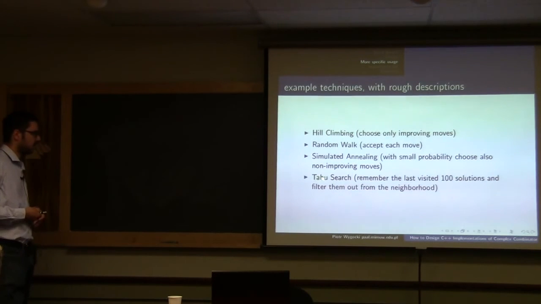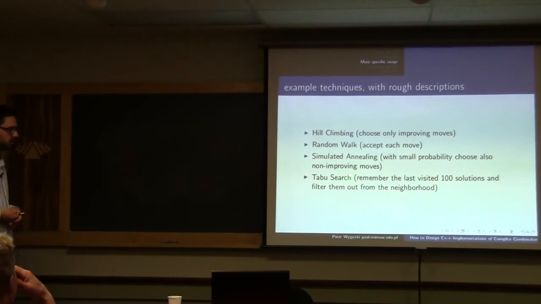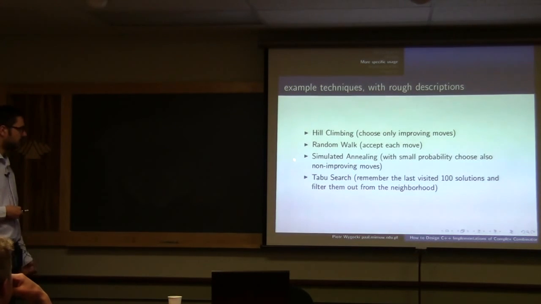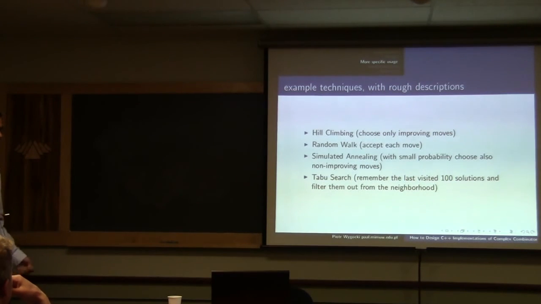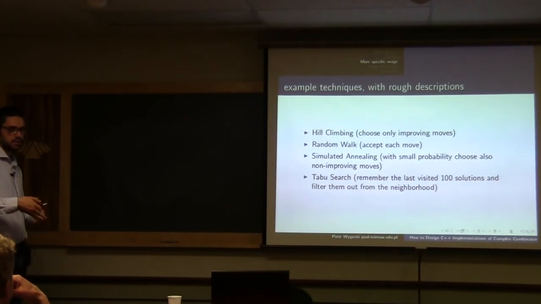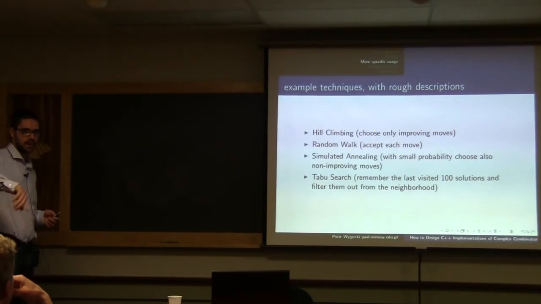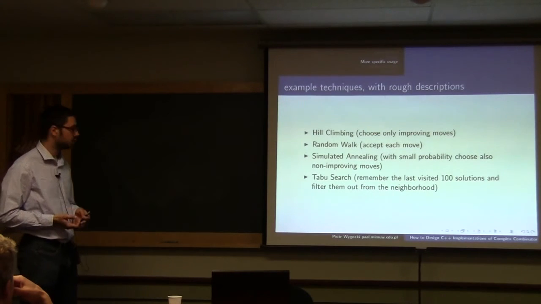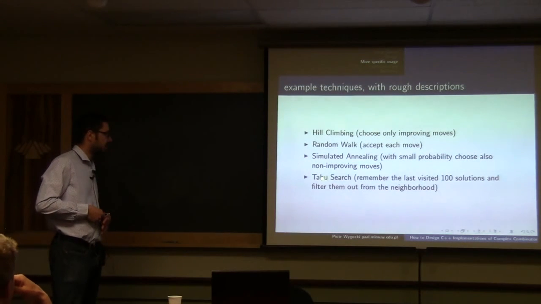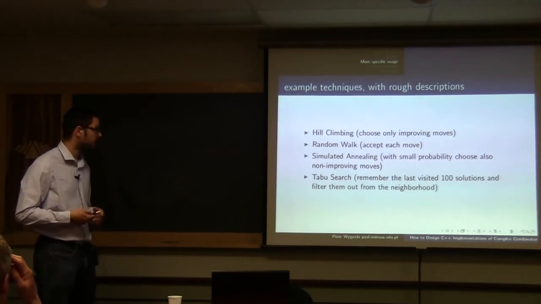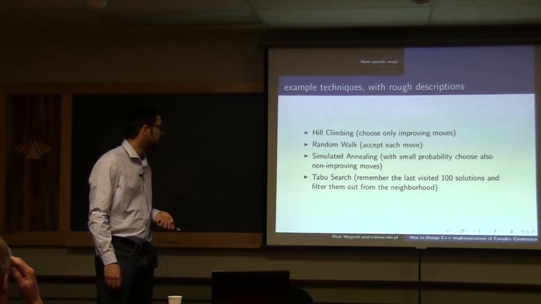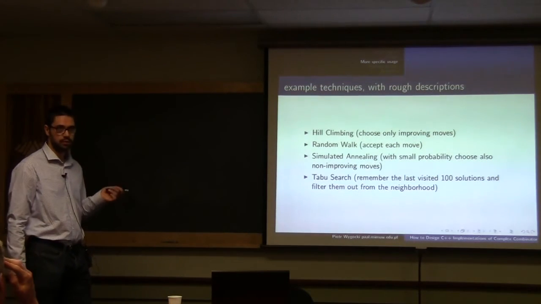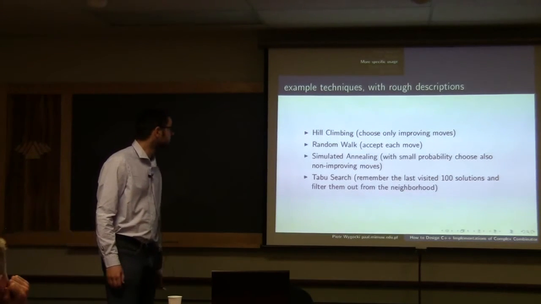The last idea is tabu search, and in its very basic version it works essentially like random walk, but it remembers some number of previously visited solutions, and it tries to avoid those solutions. So it's like avoiding cycles in your search. These are, as far as I know, the most popular strategies, and I'm going to show you how to implement them in the library.